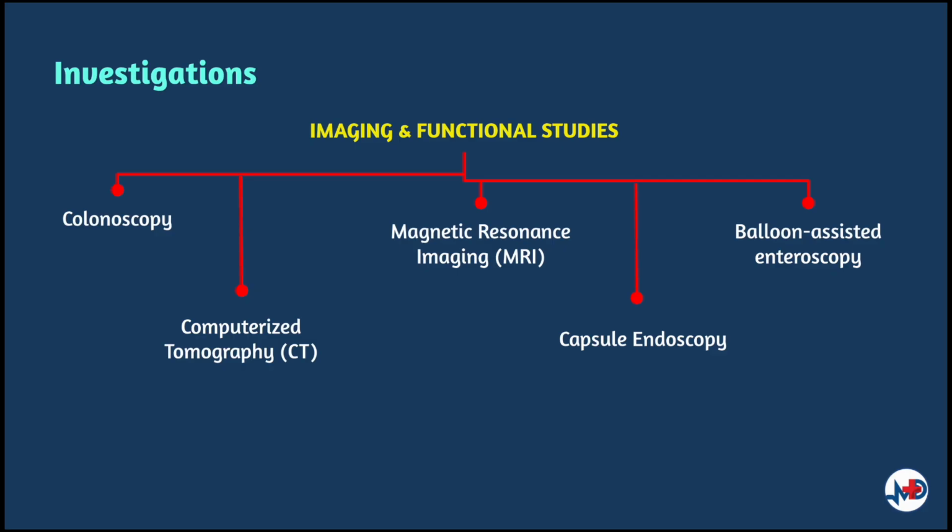And finally, a balloon-assisted enteroscopy. For this test, a scope is used in conjunction with a device called an overtube. This enables the doctor to look further into the small bowel where standard endoscopes don't reach. And this technique is useful when capsule endoscopy shows abnormalities but the diagnosis is still in question.